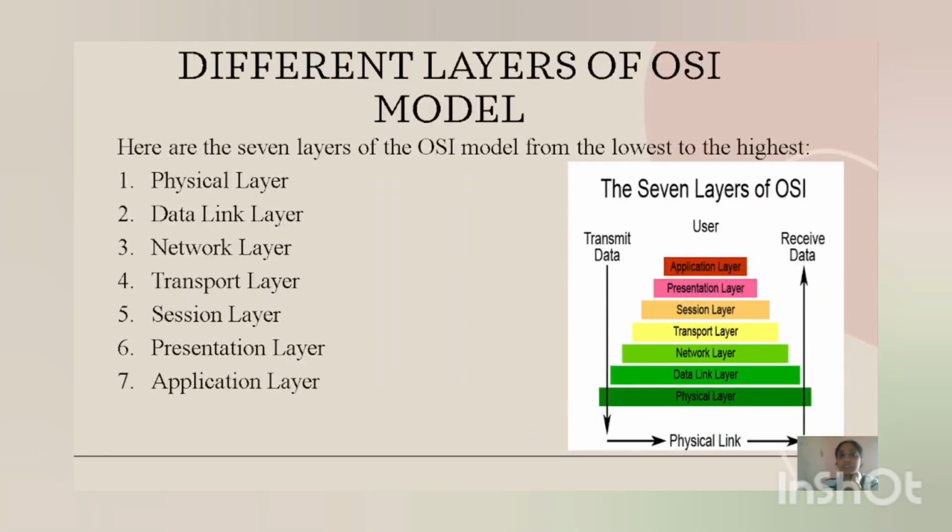Different layers of the OSI model. The pictorial representation of the OSI model is from lowest to highest. There are seven abstraction layers: physical layer, data link layer, network layer, transport layer, session layer, presentation layer, and application layer.